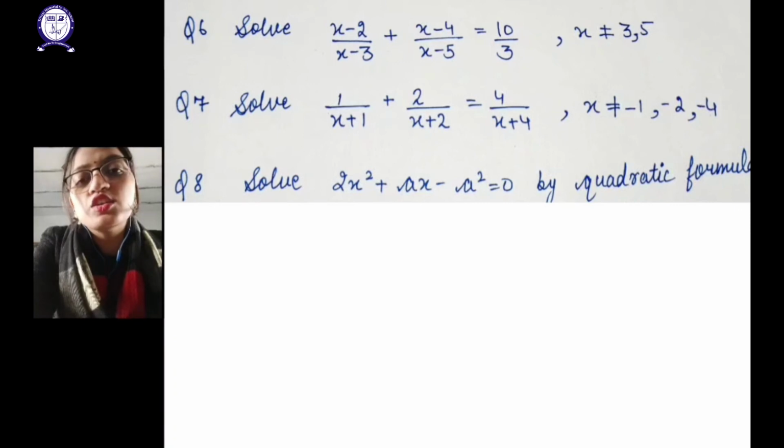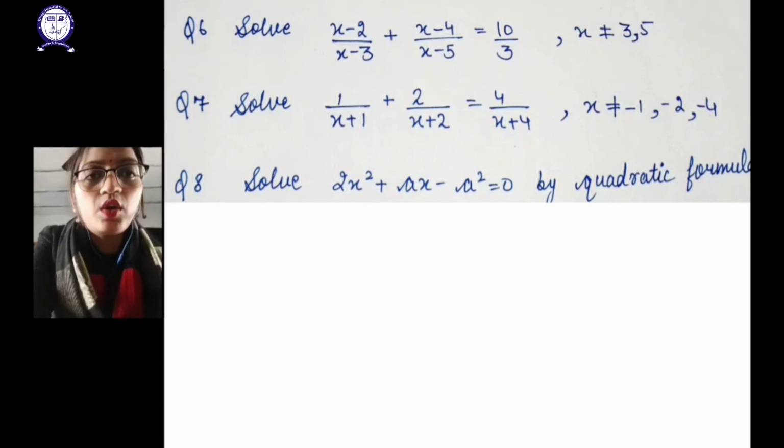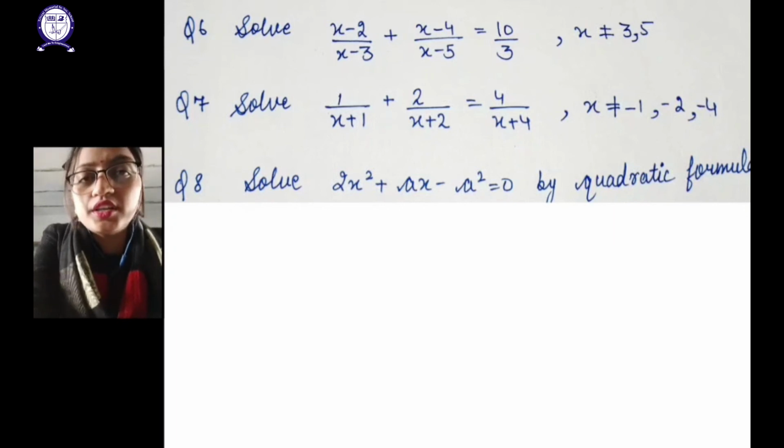Since the x is in the denominator, first we will take the LCM, and after taking LCM we will just apply the rules of LCM. When we reduce the equation into the quadratic equation form, we will get a much simpler equation as compared to this one. This equation looks very messy. Now we will get a very simpler equation and then we will just solve it by the quadratic formula. Okay, now next question, question number 7 is again same as the sixth one. We will just take the LCM and then try to find the quadratic equation.